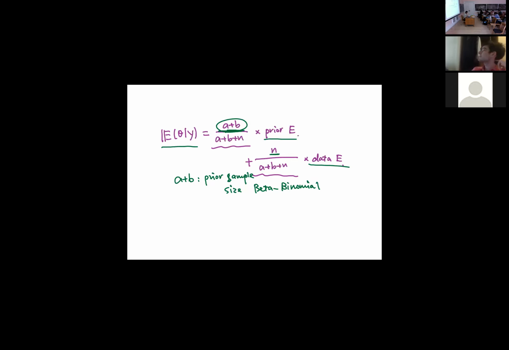So if you think about a plus b as a prior sample size, that also makes sense in terms of this setup, right? If we go back to think about this beta binomial density, if this is going to be beta(a, b), then the prior is theta raised to a minus 1, and 1 minus theta raised to b minus 1, right? So over here, again, twofold: what is the prior like, and then how confident I am.